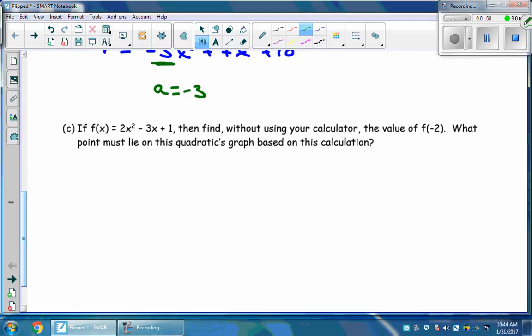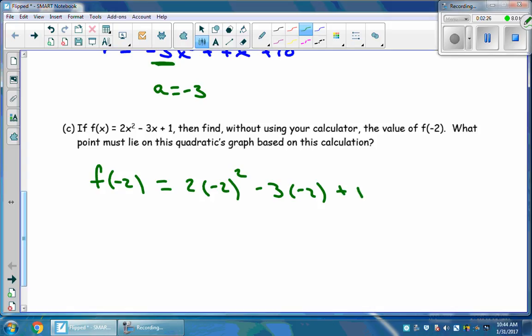Last thing we're going to take a look at, it says if f of x is equal to 2x squared minus 3x plus 1, without using your calculator, find f of negative 2. Now, this is really just making a connection to something we've already done. We've talked about evaluating functions, taking a number and plugging it in for x, and that's really all this is. If I have f of negative 2, I'm going to take negative 2 and put it in for x. So it's going to be 2 times negative 2 squared minus 3 times negative 2, and then plus 1.